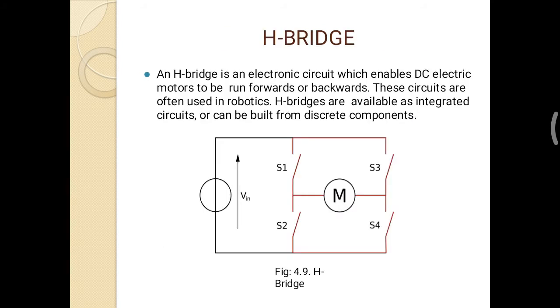Now talking about the H bridge. An H bridge is an electronic circuit which enables DC electric motors to be run forwards or backwards. These circuits are often used in robotics. H bridges are available as integrated circuits or can be built from discrete components. Here is the block diagram of the H bridge.